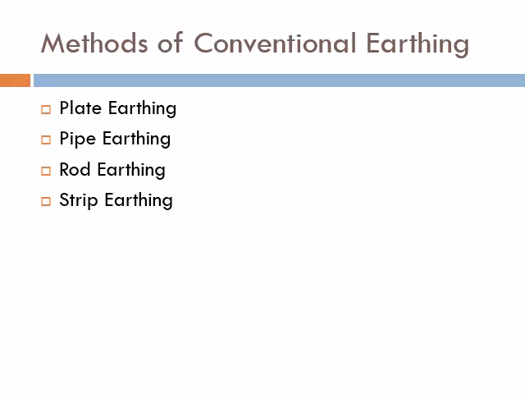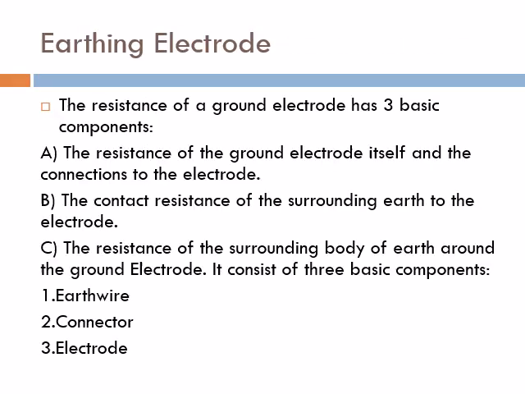Next are some of the methods of conventional earthing. Conventional earthing is classified into four methods, that is plate earthing, pipe earthing, rod earthing and strip earthing. Before going into the methods, we will get to know about the earthing electrodes.